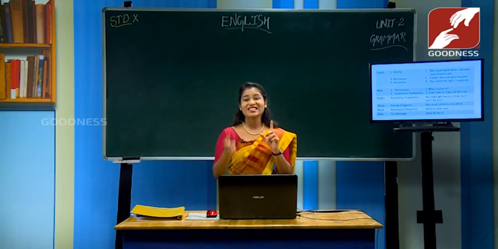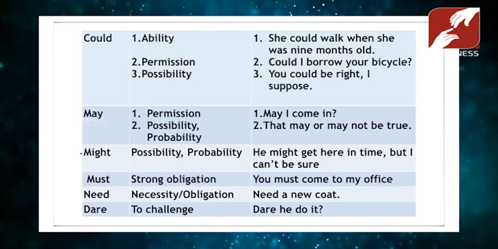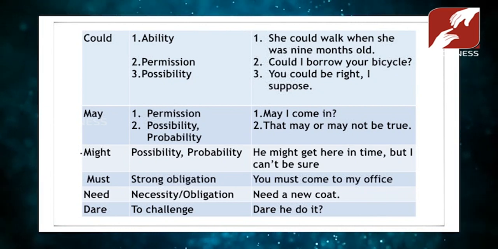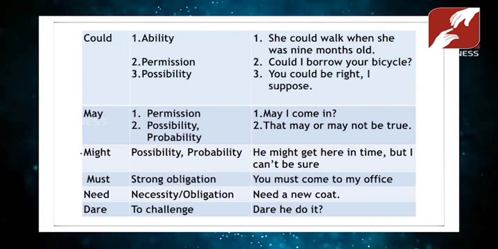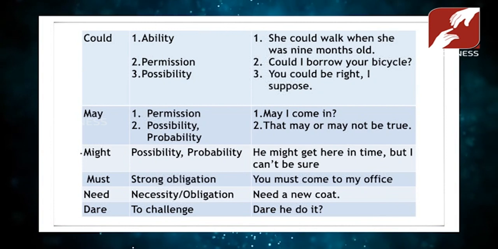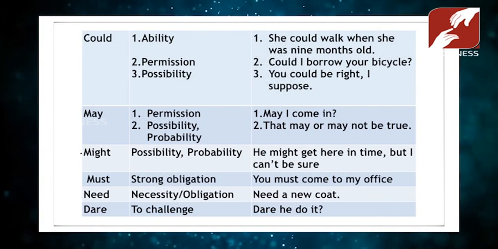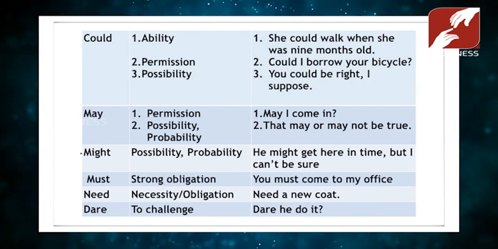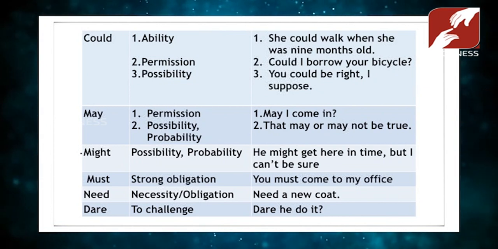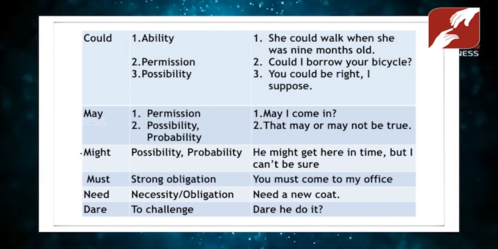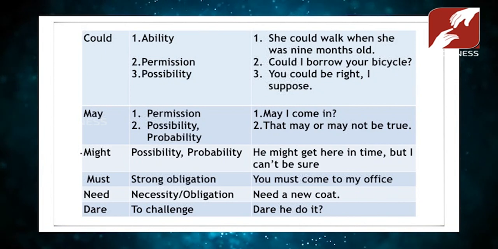Now let's see the second usage, which is permission, in order to seek permission from others. For example, could I borrow your bicycle? Could I go there? Could I have your pen please? All these are the examples of permissions where we could use the modal auxiliary could.